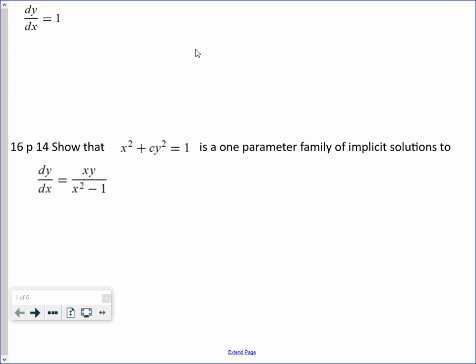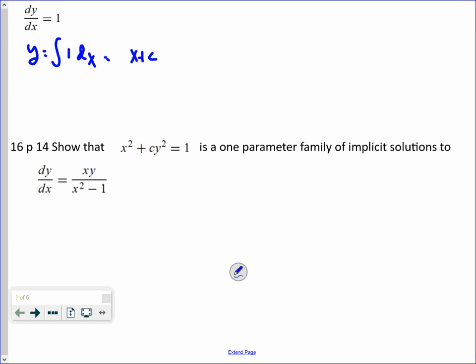I want to talk a little bit about some of the terminology we've got here. We have this very simple differential equation up here, dy dx equals 1. Of course, that's just saying y prime equals 1. You'd solve this just by taking the antiderivative, 1 dx, and that's going to be x plus a constant.